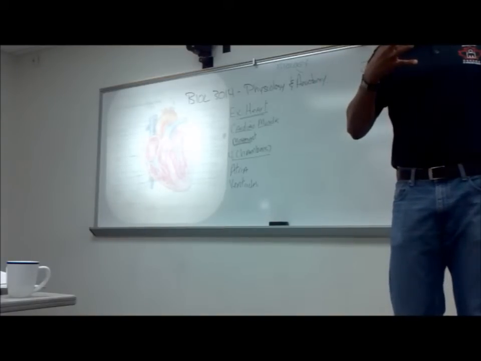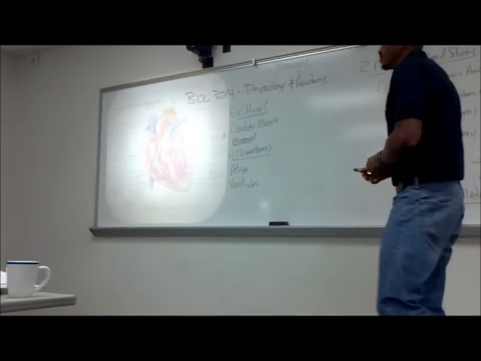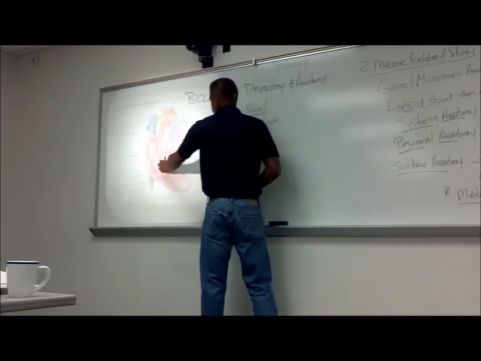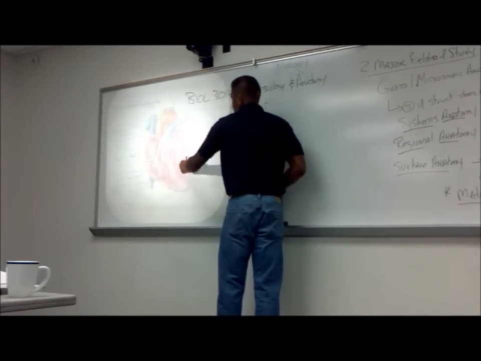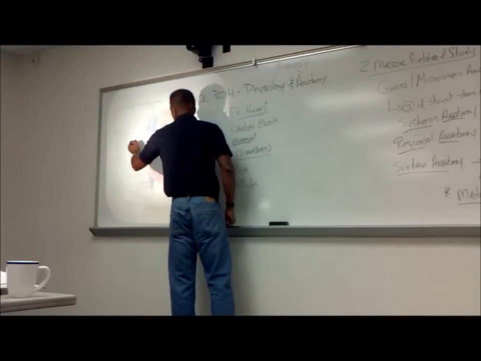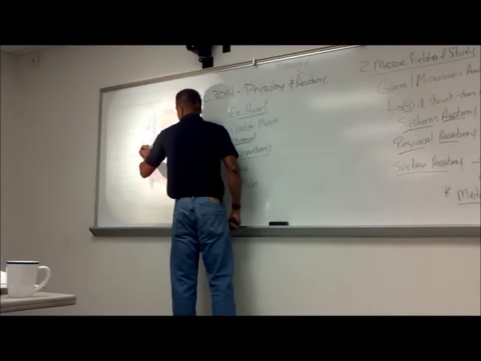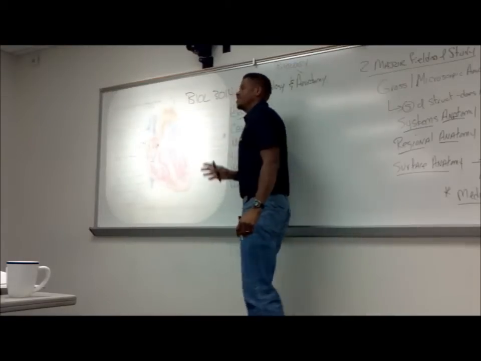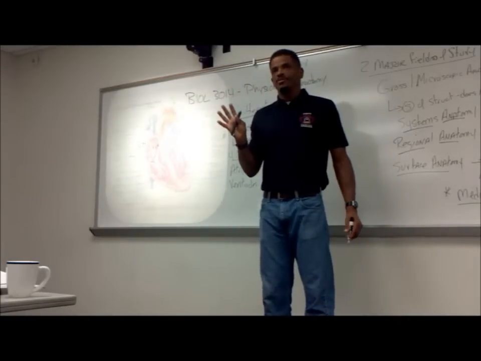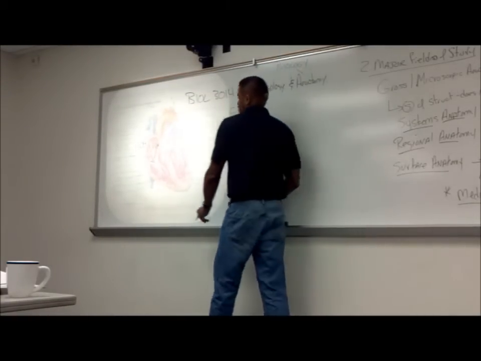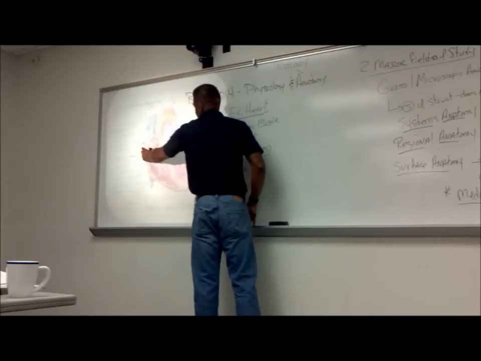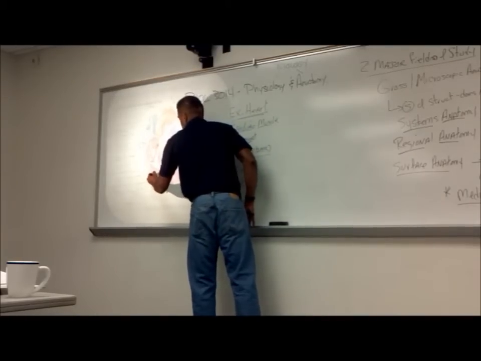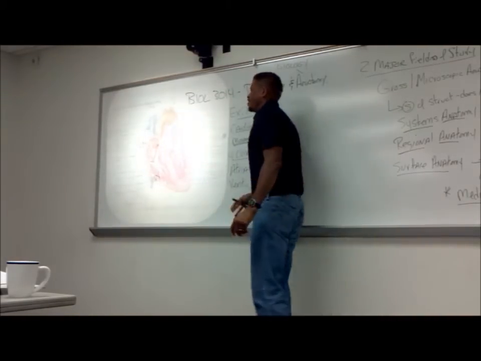As you take a look at the structure of the heart, we have the right side and the left side of the heart. The right atrium will receive deoxygenated blood. Are you okay with that? Deoxygenated blood will go from the right atrium to the right ventricle, and then the right ventricle will eject that blood to the what?